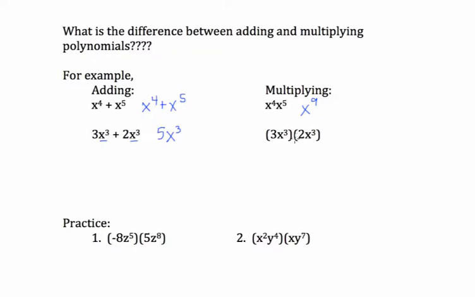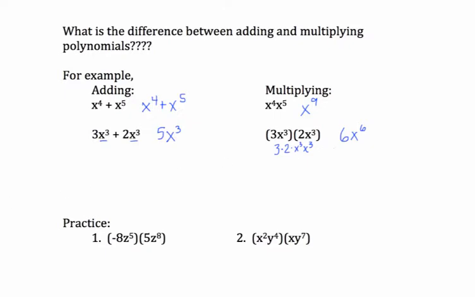Multiplying 3x cubed times 2x cubed. Well, let's see. Again, just like we just talked about, you can rearrange. Oops, got ahead of myself. So you can make it 3 times 2 times x cubed times x cubed, which will be 6x to the 6th.